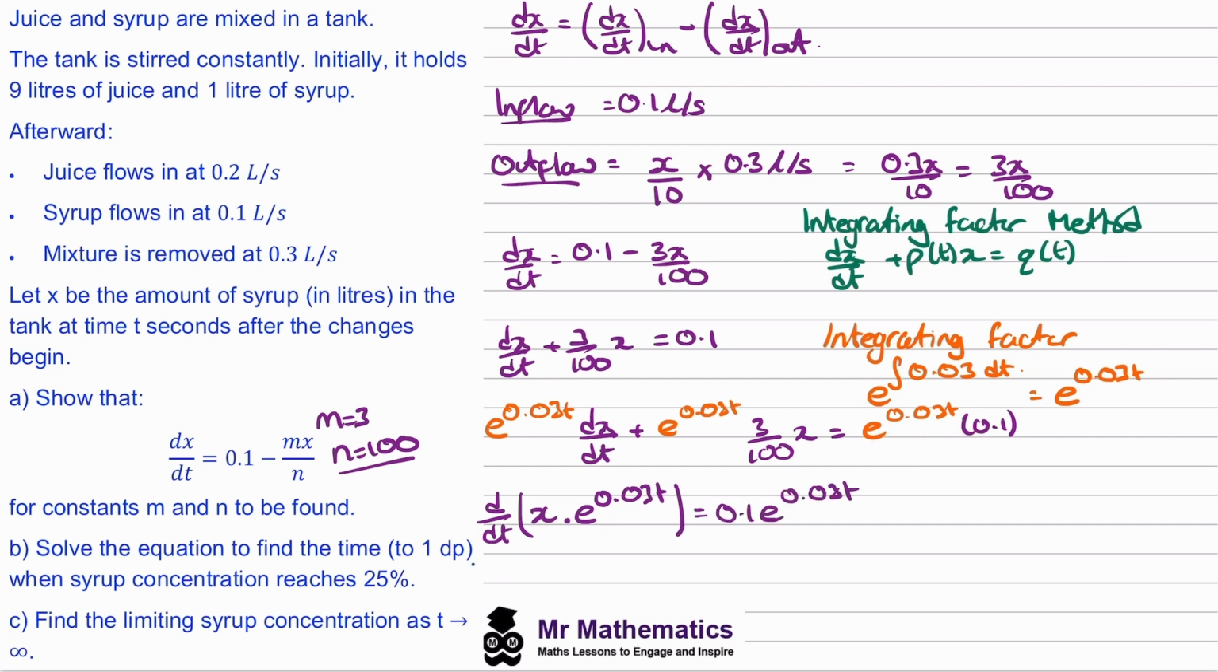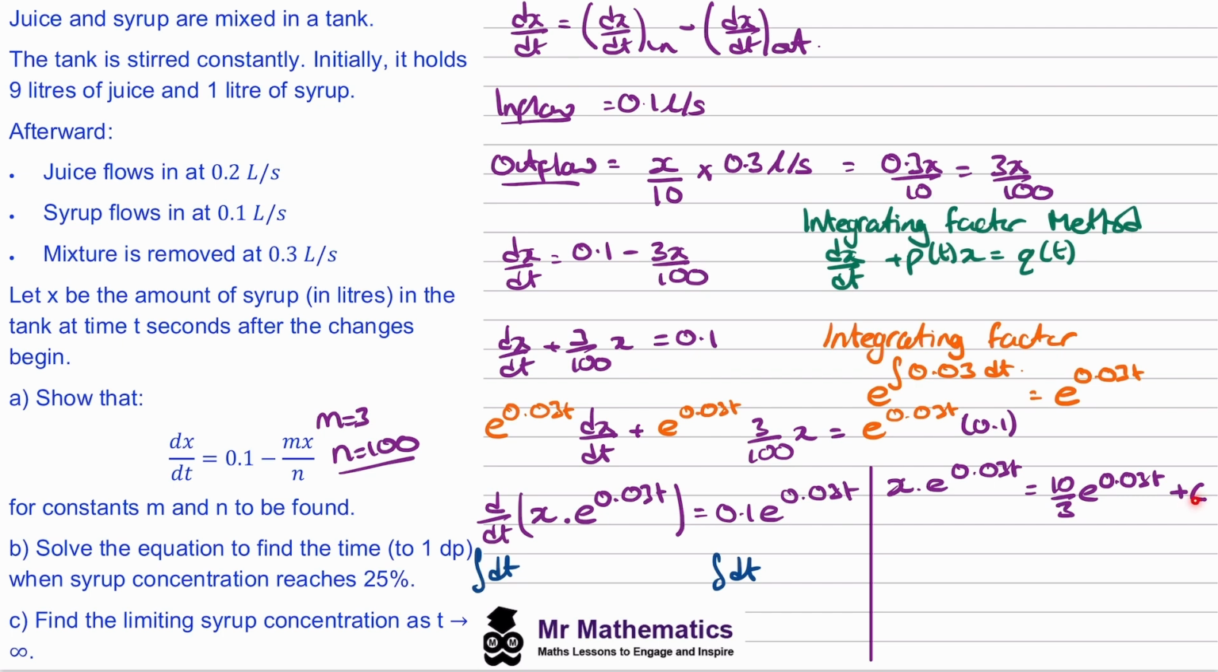So now, when we integrate both sides with respect to t, these two will cancel. So the left-hand side becomes x e to the 0.03t, and then we integrate the right-hand side with respect to t. Using the reverse chain rule, we bring this down to become 100 over 3. When we multiply it by the 0.1, we get 10 over 3 e to the 0.03t plus the constant c.